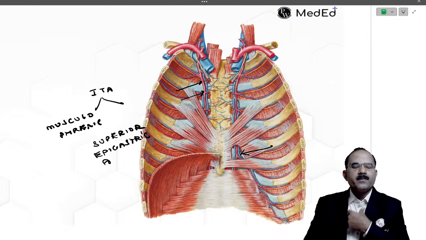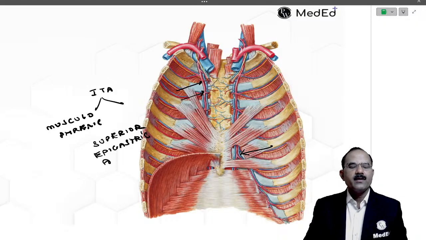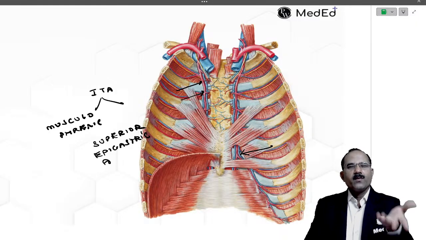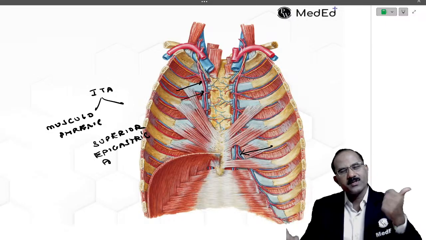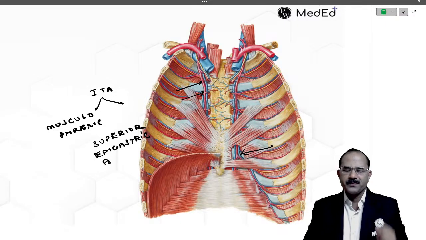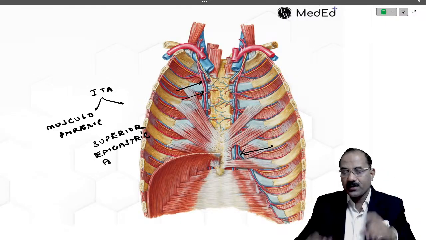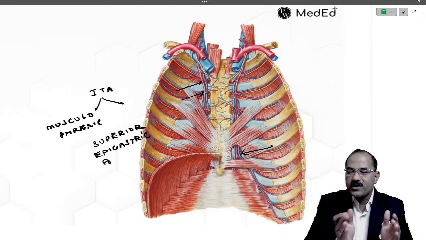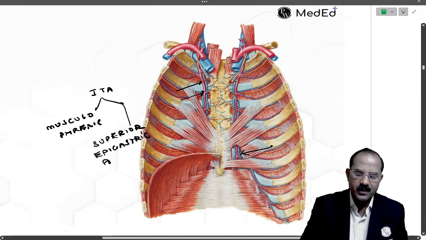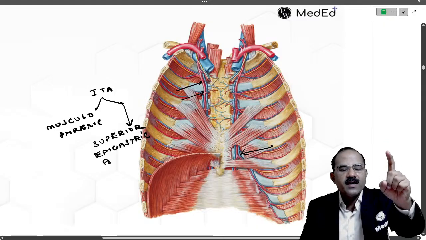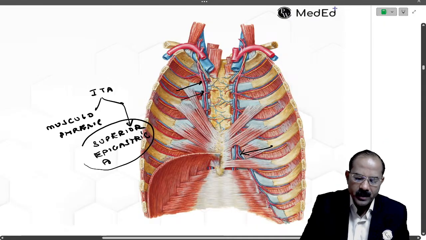How do we demonstrate anterior and posterior intercostal spaces? What is difficult in that? The one in front is anterior and the one behind is posterior intercostal spaces. That's it. Now the internal thoracic artery at the sixth intercostal space divides into a musculophrenic artery and a superior epigastric artery. Students, this is the superior epigastric artery.